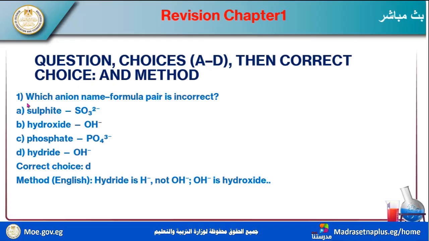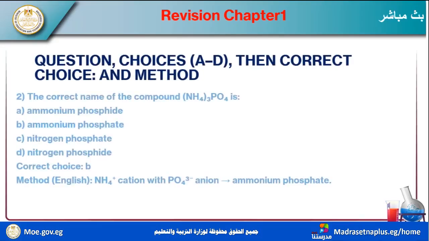But it is the correct answer for these choices. The correct answer choice is D, because hydride is not OH, hydride is H. This is hydride, H, not OH in this example. Okay, we have another question, number 2.